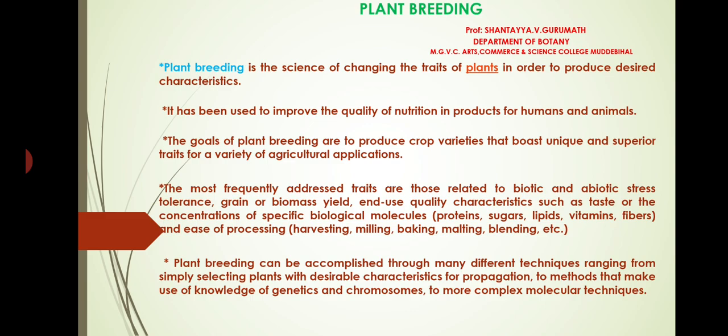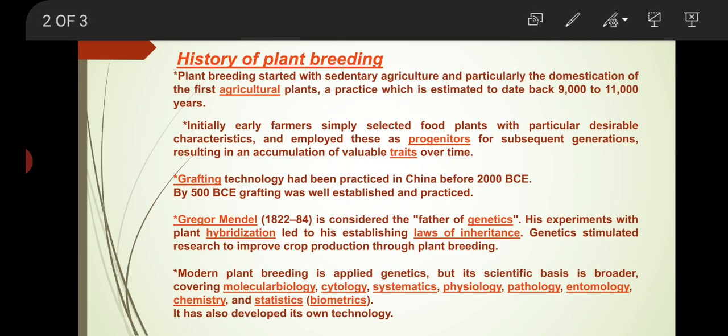Plant breeding can be accomplished through many different techniques, ranging from simply selecting plants with desirable characteristics for propagation to methods that make use of knowledge of genetics and chromosomes to more complex molecular techniques. History of plant breeding.